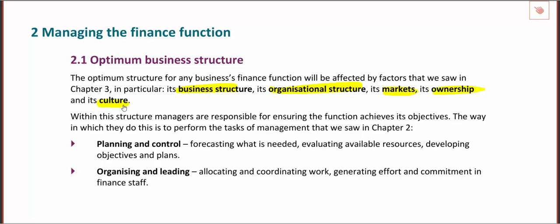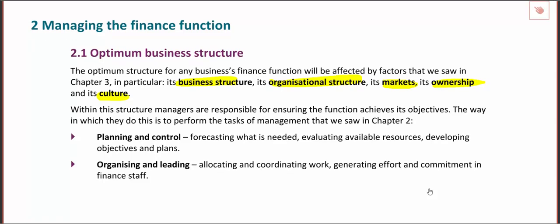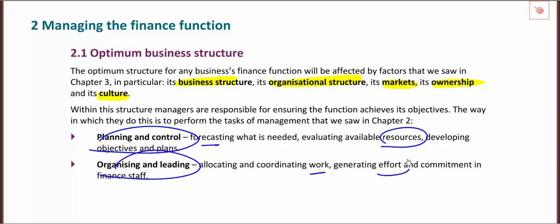Underneath that, we've just got a couple of key objectives that the finance function will have to deal with. And when we move on to think about measuring performance, we'll have to consider how well we've done these things. So certainly planning and control, making sure we're forecasting, thinking about what resources we have available, and making sure we're using them well. And then actually going out and doing that, so organizing and leading: allocating and coordinating work effectively, motivating people to do some work, and getting full commitment from the members of our team. So managing the finance function is going to be very similar to managing any other type of function. It's all about getting things done.